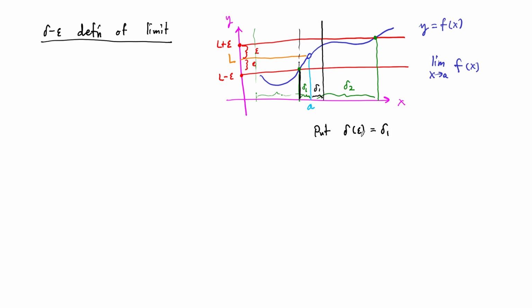Why do I say it's a function of epsilon? Well, if we make epsilon smaller, we're going to have to change the delta, right? So if the epsilon gets smaller, the delta presumably will have to get smaller as well to make sure that we stay within the strip.